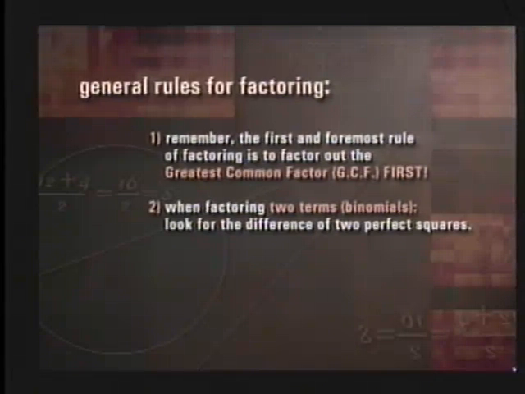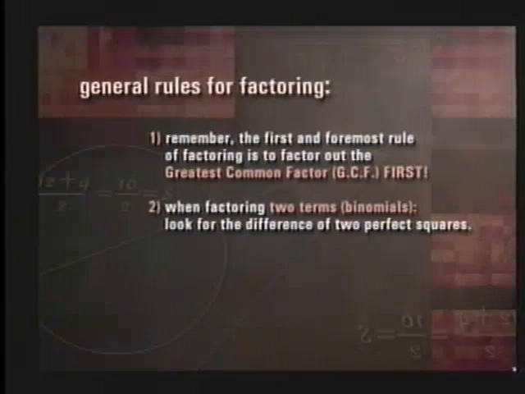And number 1, always remember, and I know I've said this and you're going to get sick of me saying it, but this is the thing that I see that a lot of people miss. Get that GCF first when there is one, because if you don't, there will be things left in there to take out. And 2, when factoring 2 terms, binomials, look for those difference of 2 perfect squares. And when you get to the more advanced classes, you'll have the sum and difference of cubes to worry about as well. But right now, we're just going to worry about the basics, and then we'll build from that.